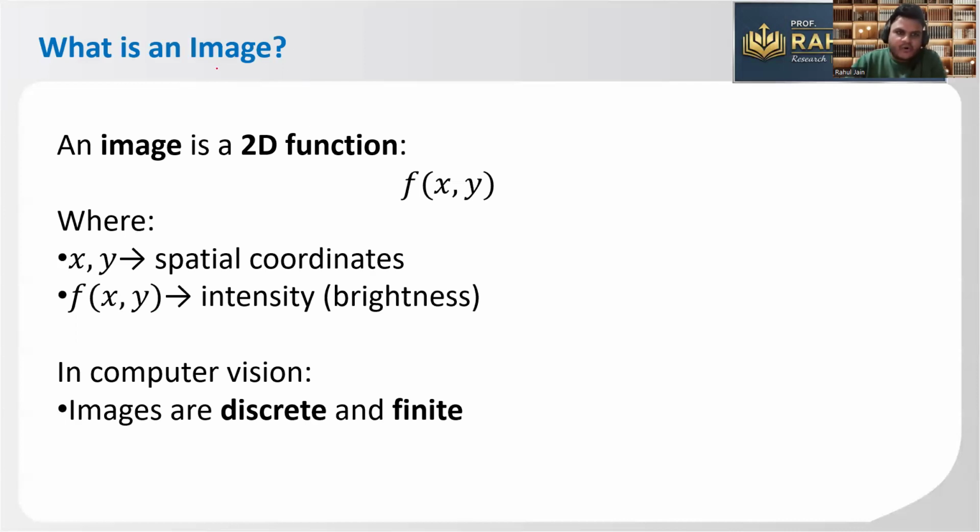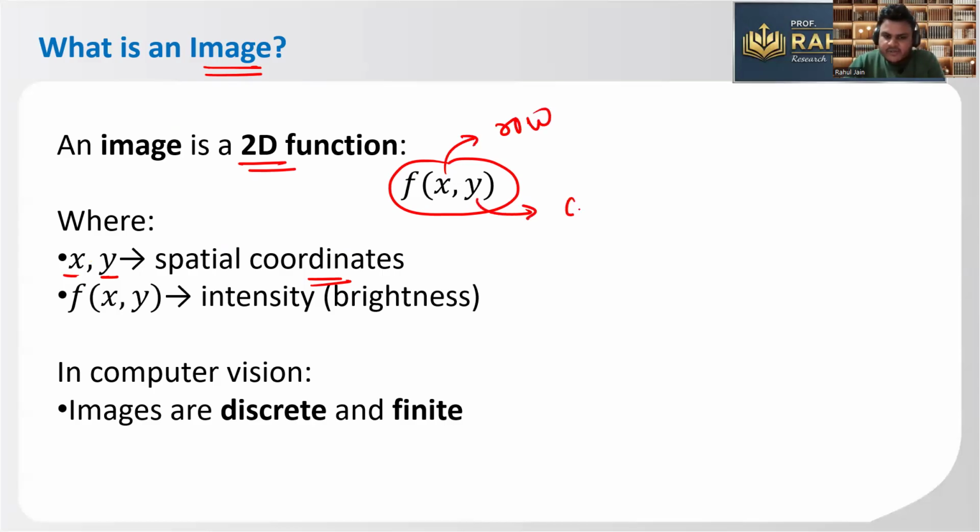So, what is an image? We have already talked about it in an earlier session, so let's give it a very quick view here as well. An image is a 2D function, and we can represent that 2D function as f of x comma y, where x and y are our spatial coordinates. Normally, x is for row and y is for column, right?